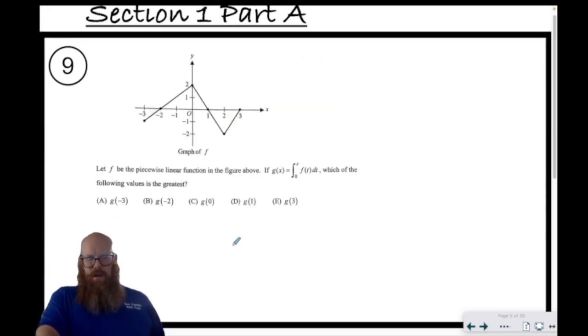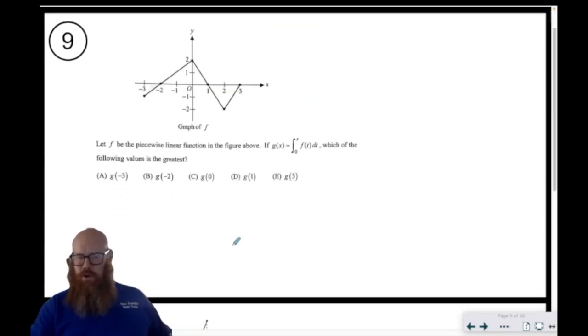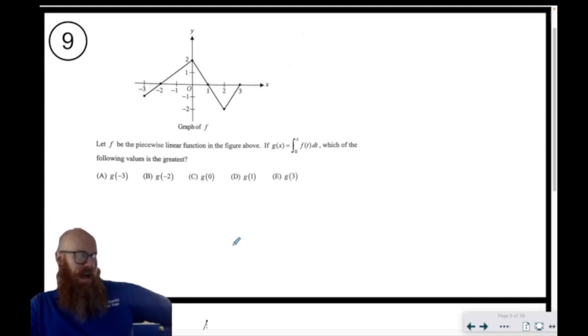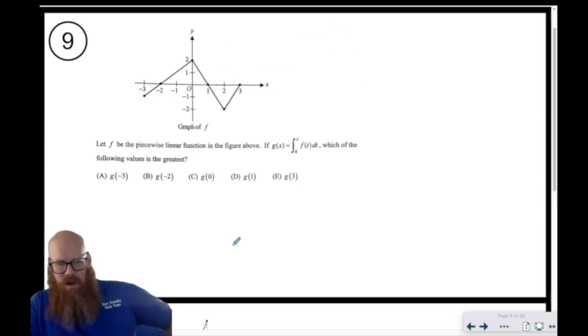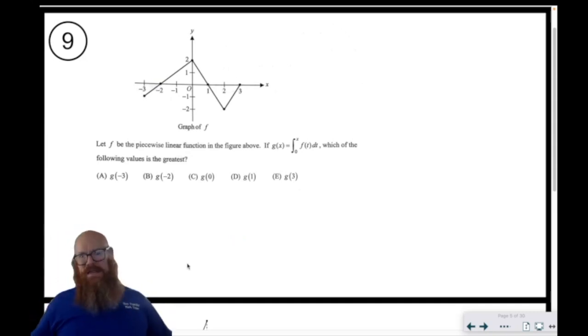All right, number 9. We're still working through the non-calculator portion of this BC practice test. If g of x is the integral of f from 0 to x, which of the following values is the greatest? So let's try to think about this logically.